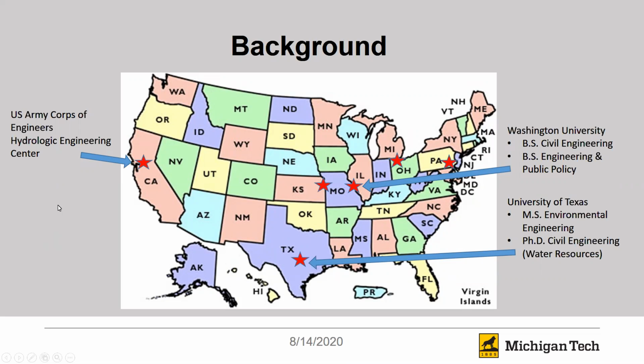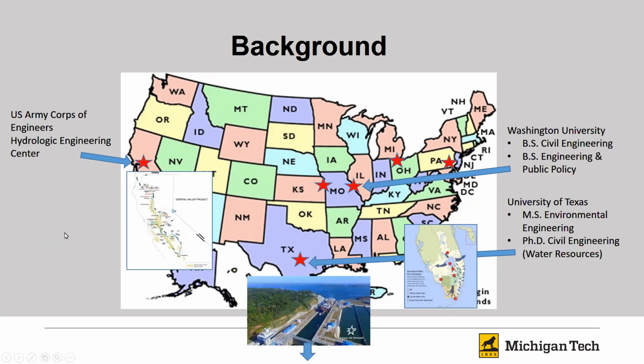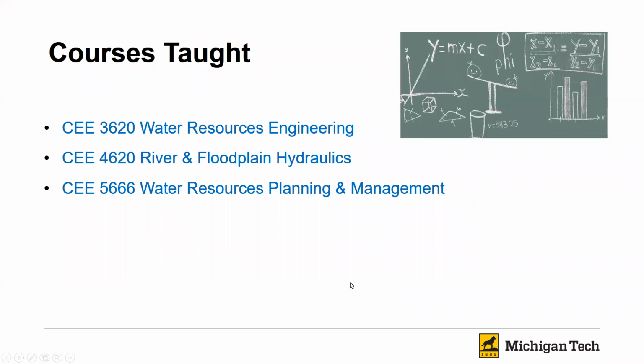Hydrologic Engineering Center. There I worked on some systems analysis models of large-scale water systems, including the Central Valley Project in California, the Central and Southern Florida Project, and the Panama Canal. Then I came to Michigan Tech, where I've been teaching courses in a few different areas. My main area, as I said, is water resources.